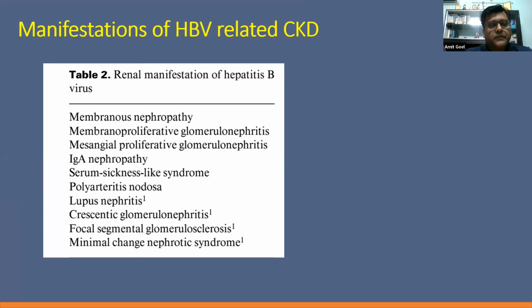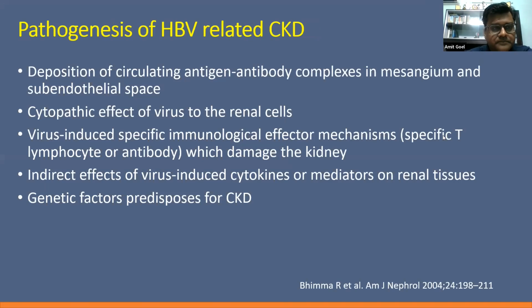And the manifestation could be in the form of membranous nephropathy, membranoproliferative glomerulonephritis, MPGN, IgA nephropathy, serum sickness-like syndrome, polyarteritis nodosa, lupus nephritis, cryoglobulinemic glomerulonephritis, FSGS, and minimal change disease. So there could be different types of manifestations. These are the histopathological manifestations, but ultimately they are all part of chronic kidney disease.